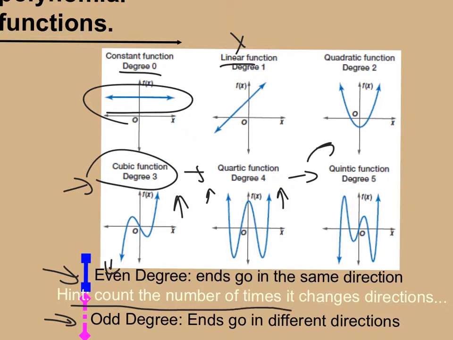So count the number of times it changes directions, okay? It's going to go up, stop, change direction, down, change direction, go up again. Notice it crosses 3 times. That means that's going to be a degree of 3.